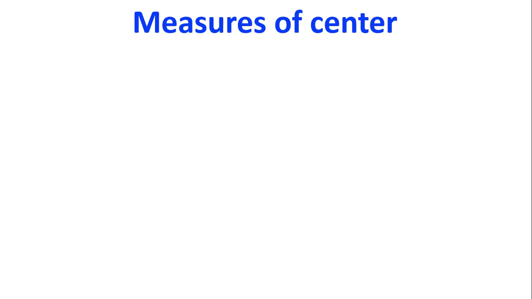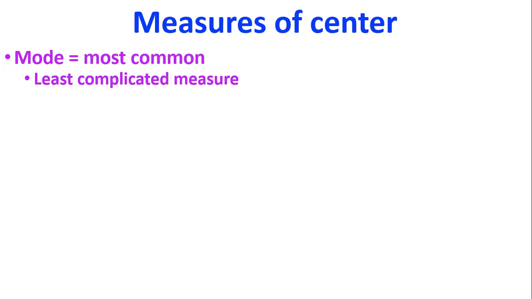When we look at measures of centre, there are 3 measures of centre you need to be aware of. So we've got our mode, which is our most common, and this is what we start with way back in primary school as the first measure you come across. Because it's the most common, we're just looking at which group is the biggest. It is the least complicated measure.